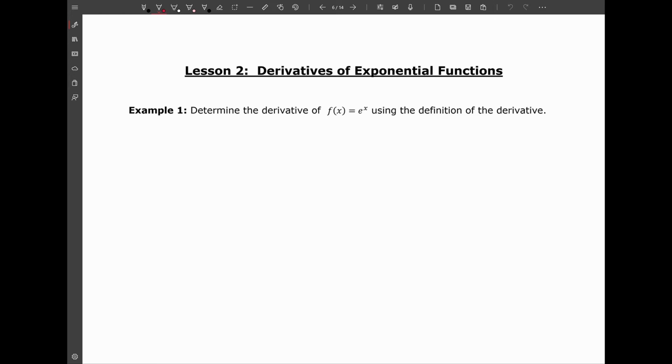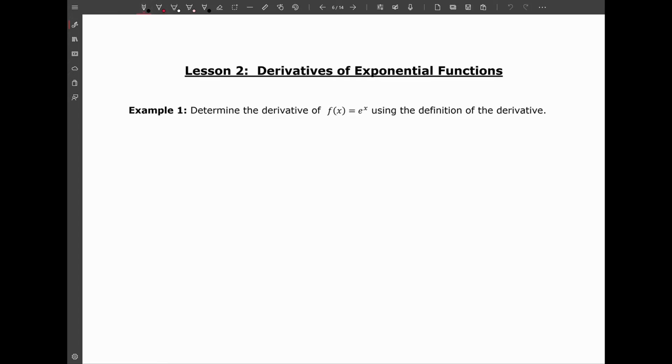All right, everybody, it is time for lesson 2, derivatives of exponential functions. So now that we're hopefully comfortable with exponential functions and logarithms, let's start actually taking the derivative of these things. We're going to start by determining the derivative of f of x is equal to e to the power of x using the definition of the derivative.